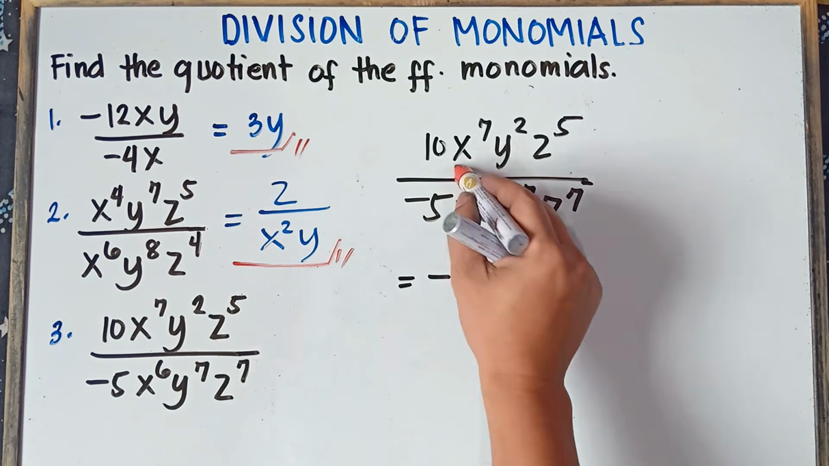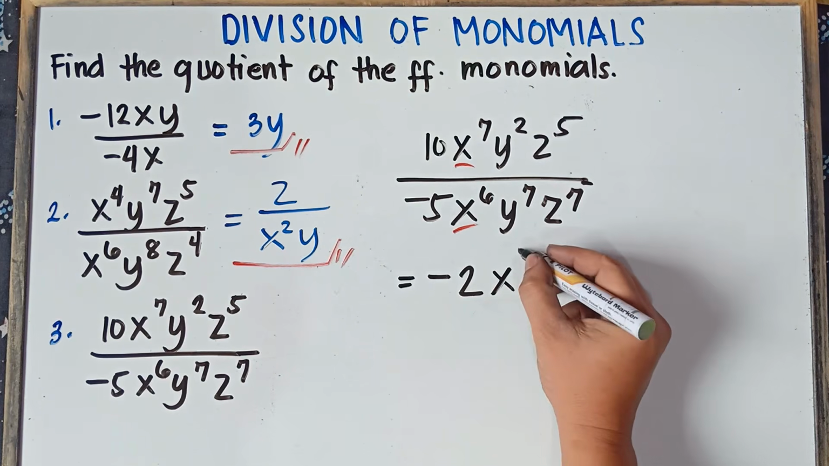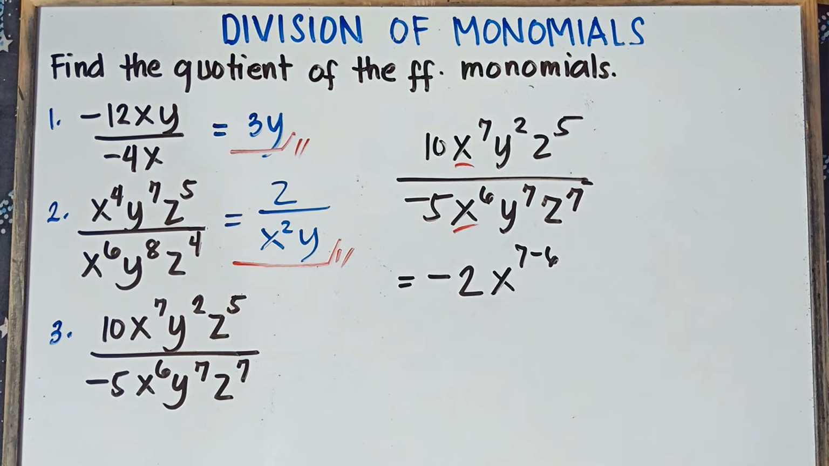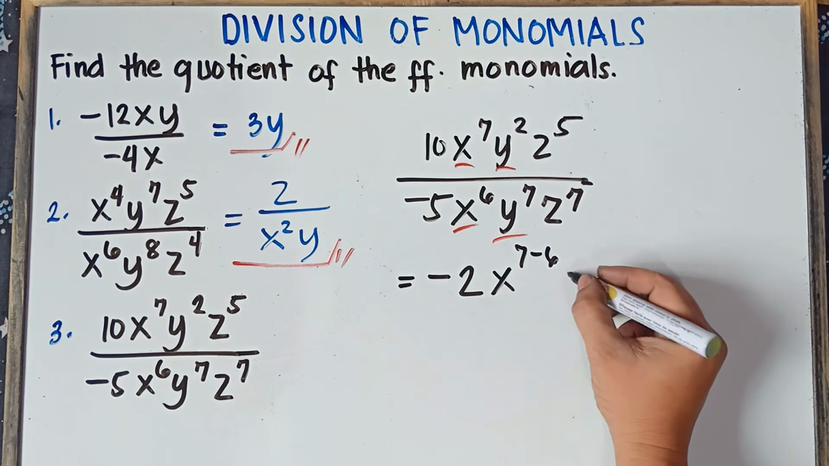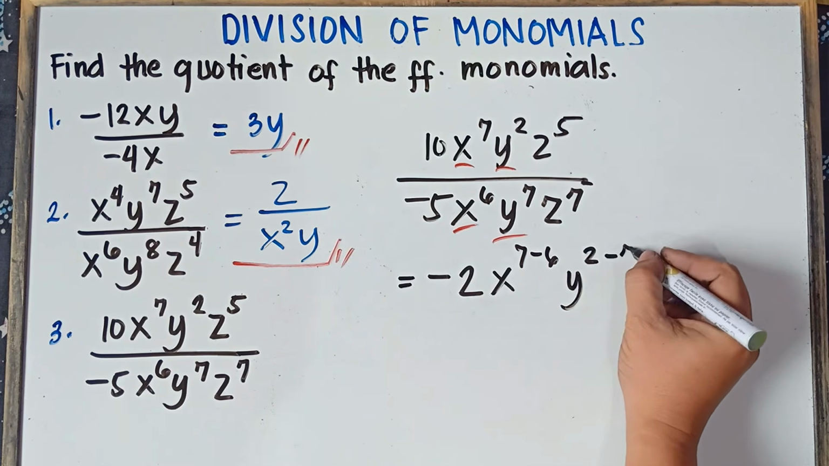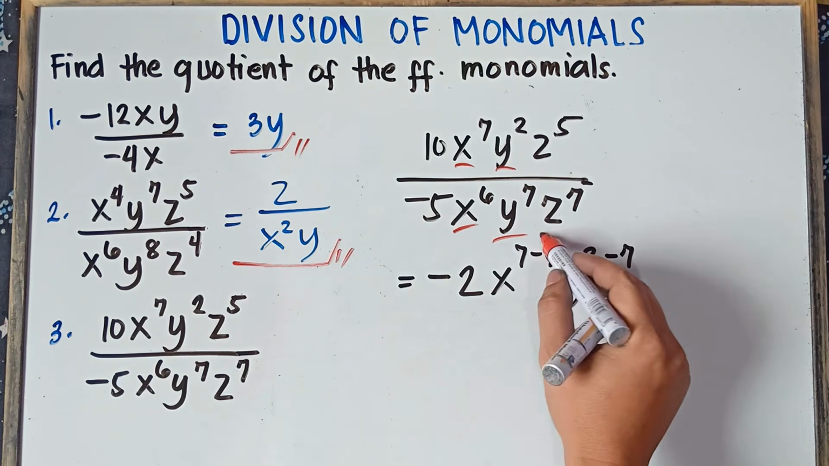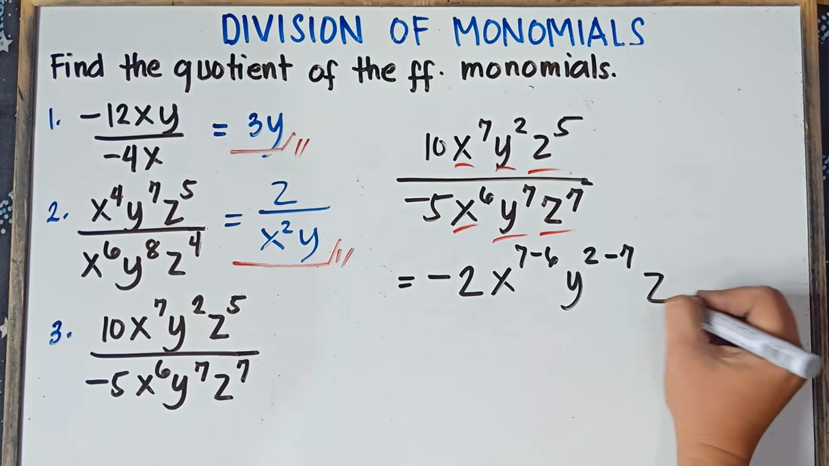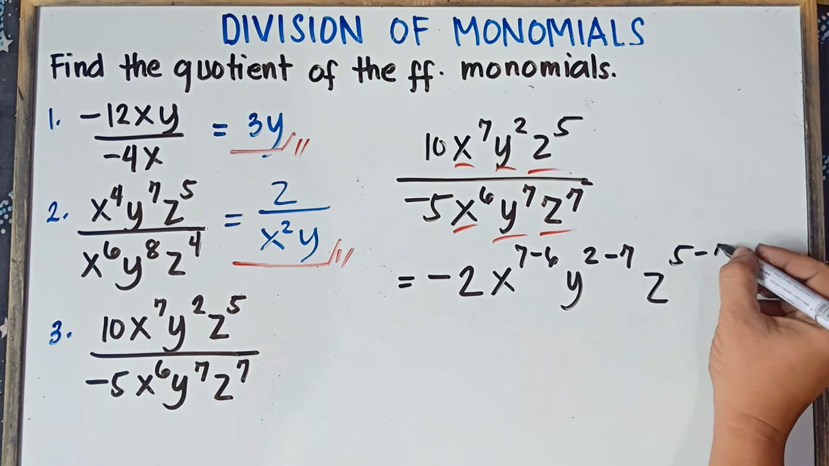Same base for x. Copy x. Subtract the exponent, 7 minus 6. Same base for y. Copy y. Subtract the exponent, 2 minus 7. And then same base for z. Copy z. Subtract the exponent, 5 minus 7.